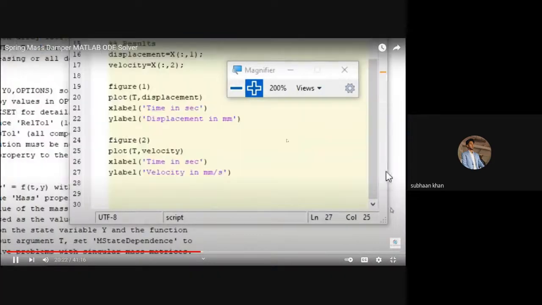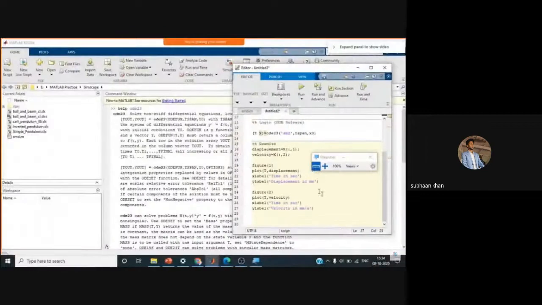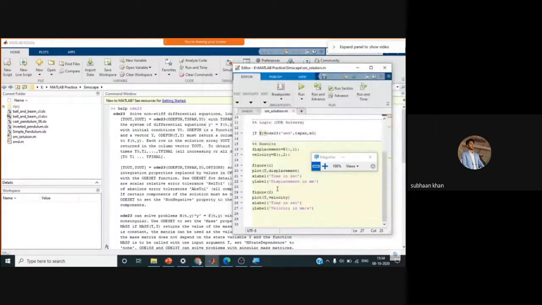This is all you need to do in a simulation. You might have done similar types of simulations long back in numerical methods. I'll save this. I'll give the name as assembly. And then I will start the simulation now.